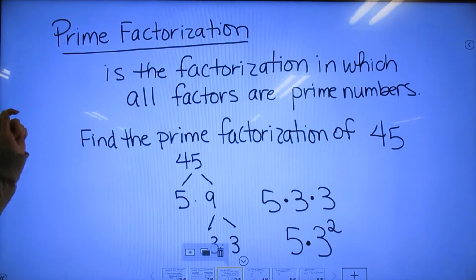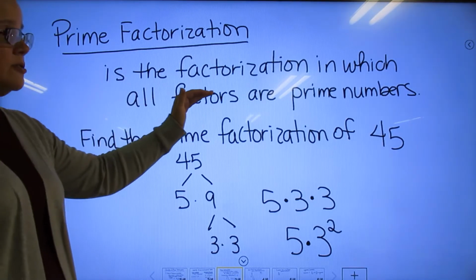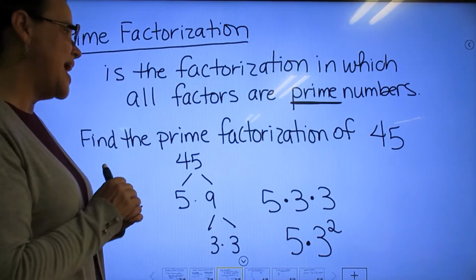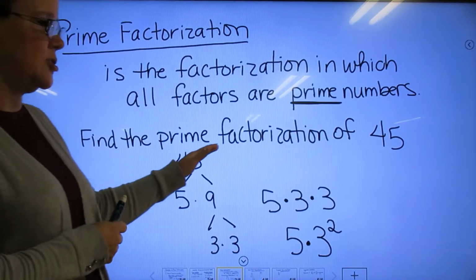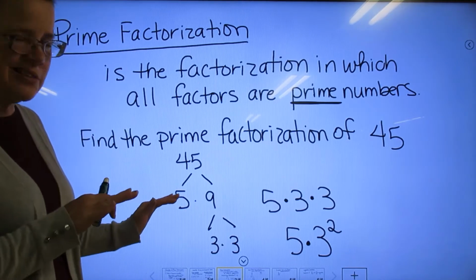All right, prime factorization is the factorization in which all factors are prime numbers. So they ask you to find the prime factorization of 45. You would break it down into a factor tree. It's the easiest way to do it.